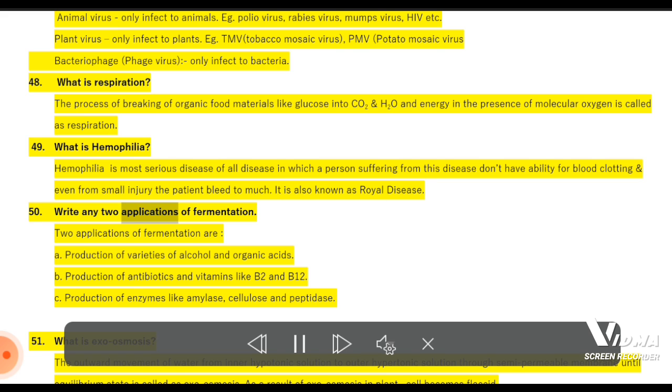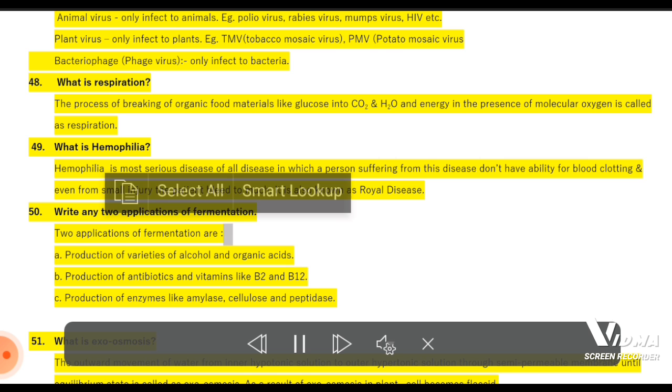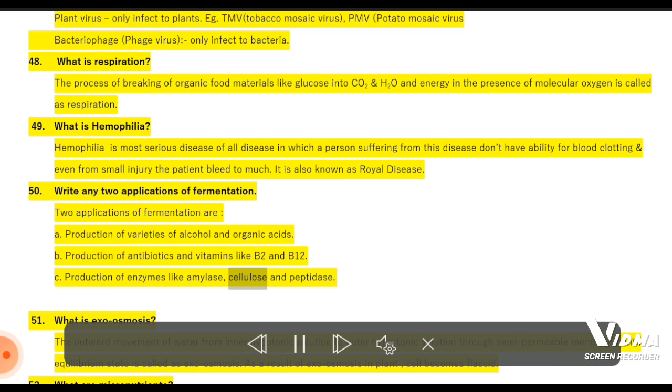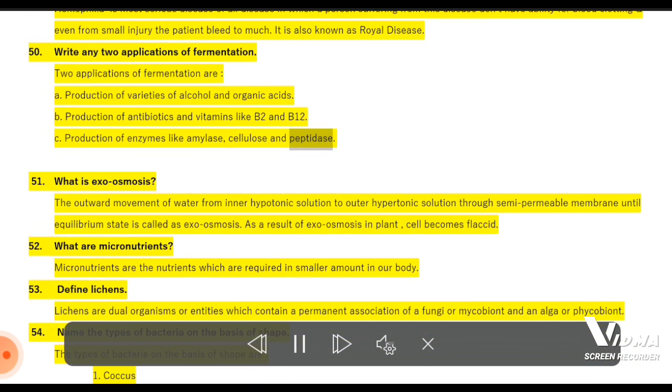50. Write any two applications of fermentation. Two applications of fermentation are: production of varieties of alcohol and organic acids. Production of antibiotics and vitamins like B2 and B12. Production of enzymes like amylase, cellulase and peptidase.